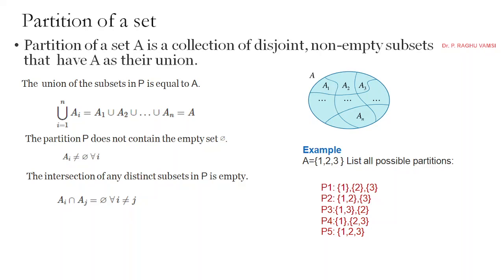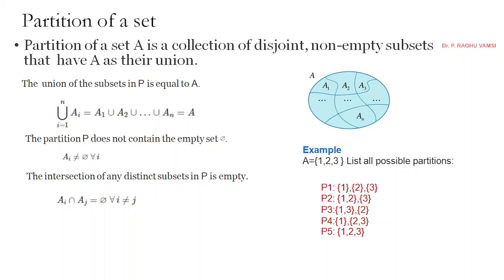That means you can divide the particular set in any order, in any form, but if you combine all the subsets, then it must result in the original set without any loss. There should not be any loss. The union of the subsets of P is equal to A: the union for i equal to 1 to n of Ai, that is A1 union A2 union A3 and so on up to An, is equal to A.